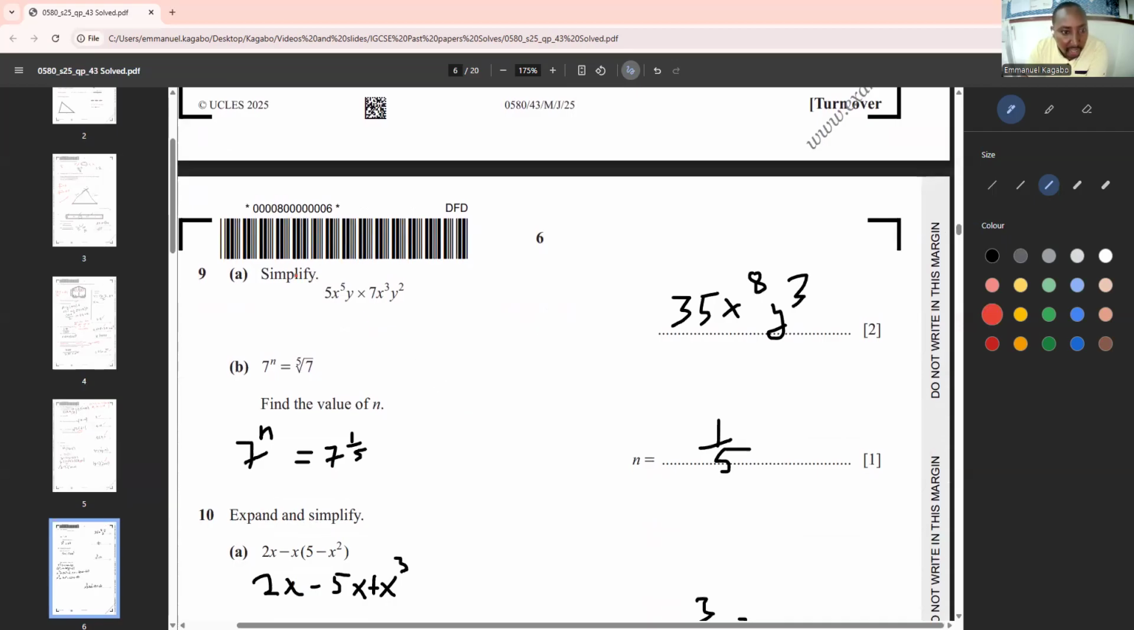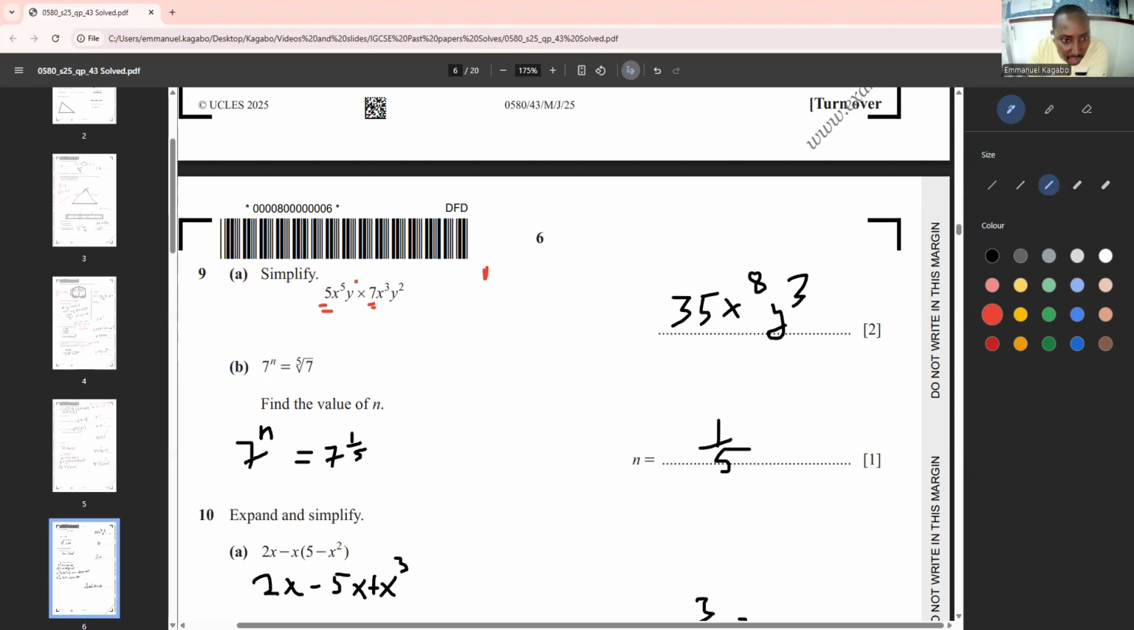Okay, very good. Also, I have another video, by the way, on solving indices or simplifying indices. So also you can watch that video as well. So here, so this times this, that is 35. When you are multiplying numbers of the same bases, you add the power. So x power 5, x power 3, that will give me x power 8.